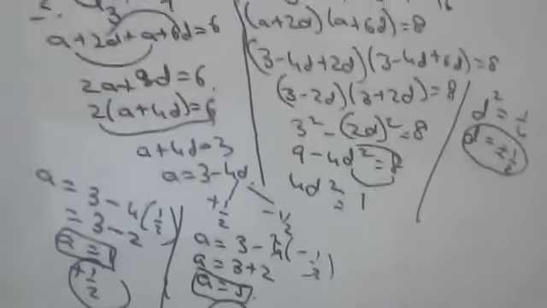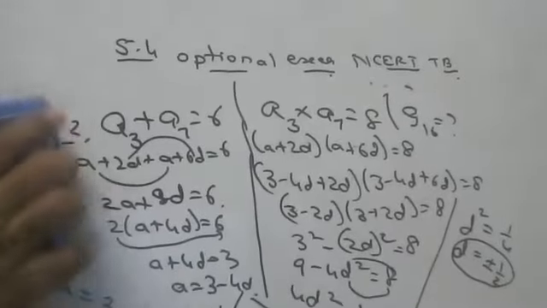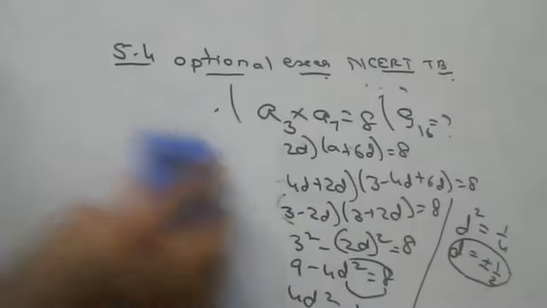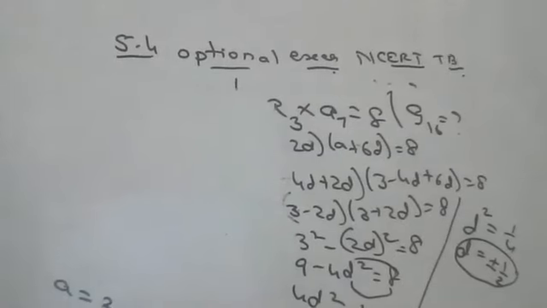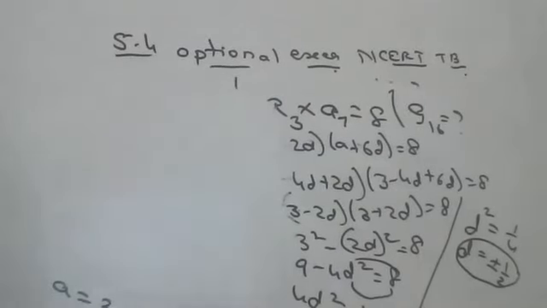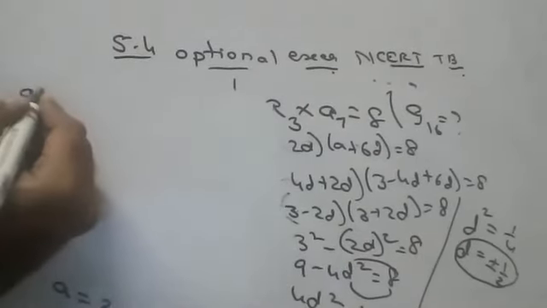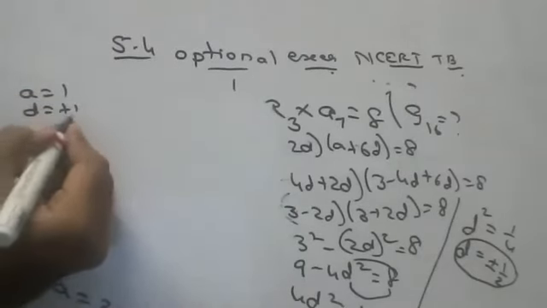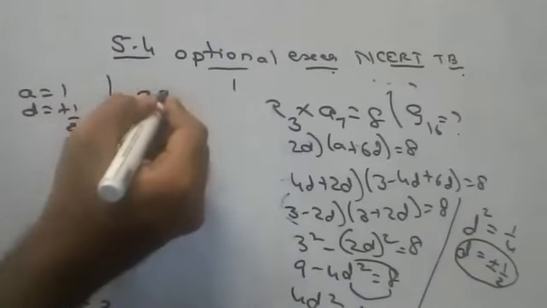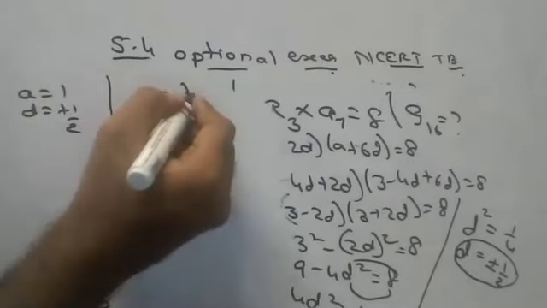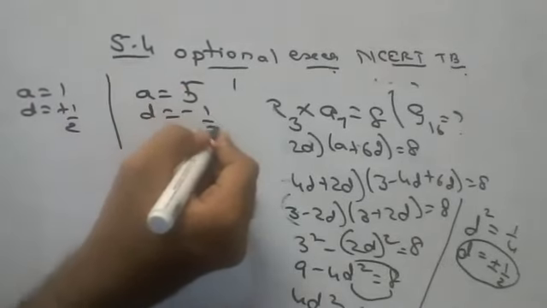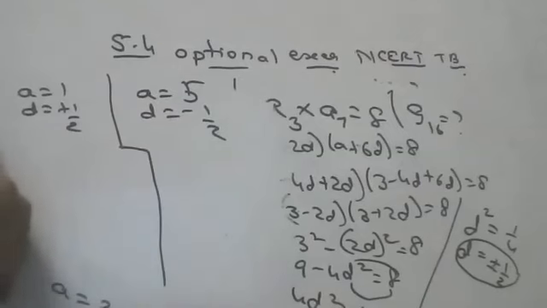Please copy. I hope you are copying, children. So now the question is, find the sum of 16 terms of the AP in both cases. We have two cases, children. One is a = 1, d = +1/2. The other is a = 5, d = -1/2. In both cases, you should find the sum of 16 terms.